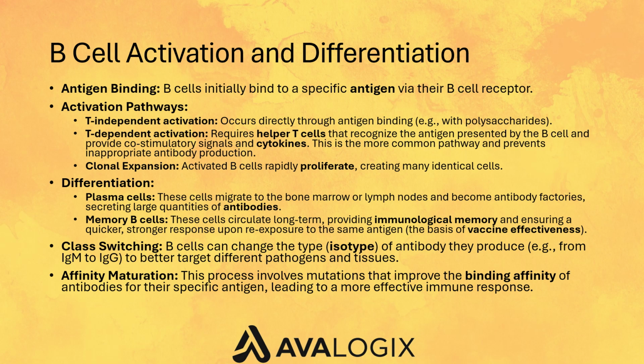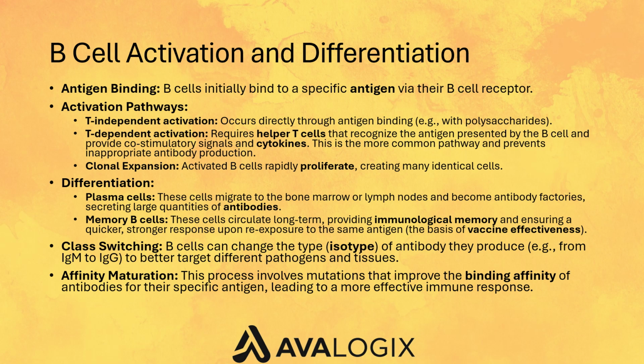Others become memory B cells, which circulate long-term and ensure a faster, stronger response if the same antigen is encountered again. This mechanism underlies immunological memory and vaccine effectiveness. Additionally, during this process, B cells undergo class switching, changing the antibody isotype they produce, e.g., from IgM to IgG, to tailor the immune response to different pathogens and tissues. Finally, B cells also undergo affinity maturation, where mutations improve the binding affinity of antibodies for their antigen, enhancing the immune response's quality.